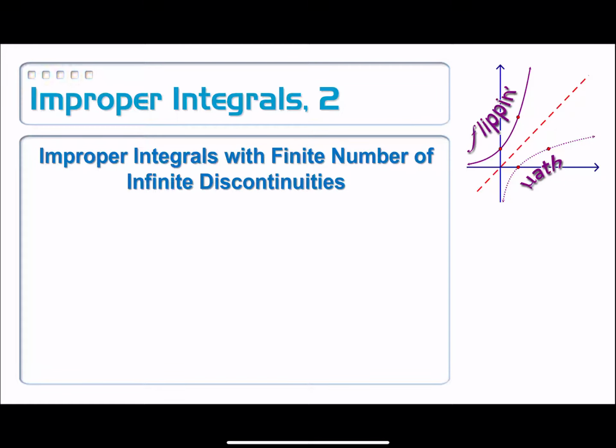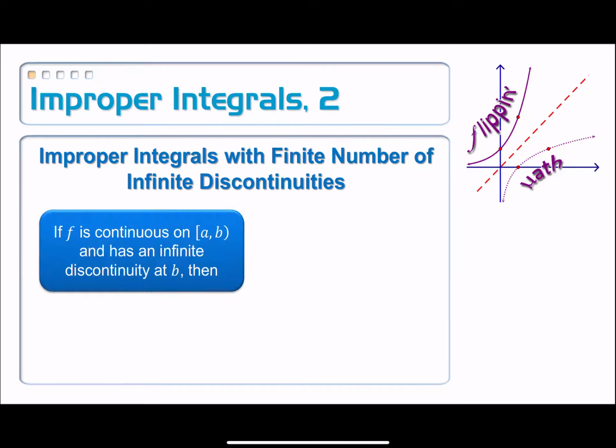All right, our second kind of improper integrals happen when there is an infinite discontinuity someplace in between our closed interval. There's some sort of vertical asymptote. That could be on the left side, it could be on the right side, or it could be someplace in between.